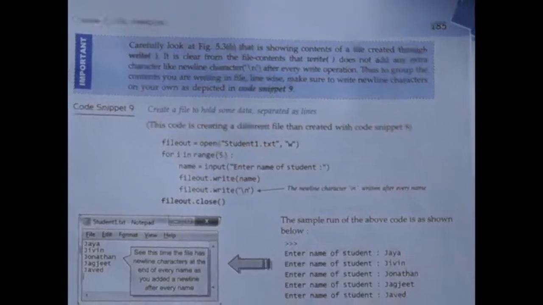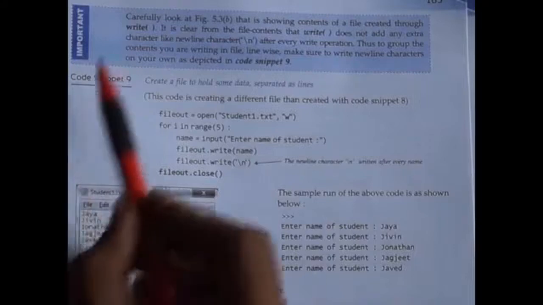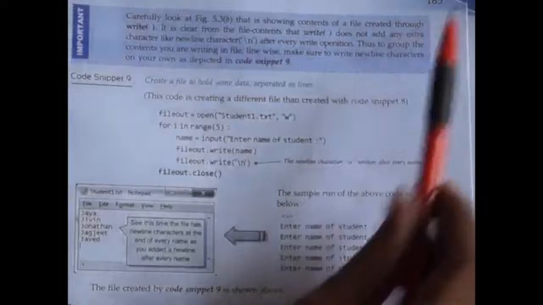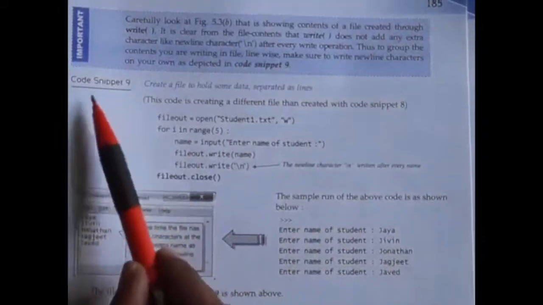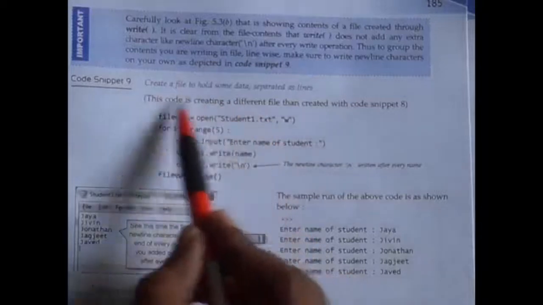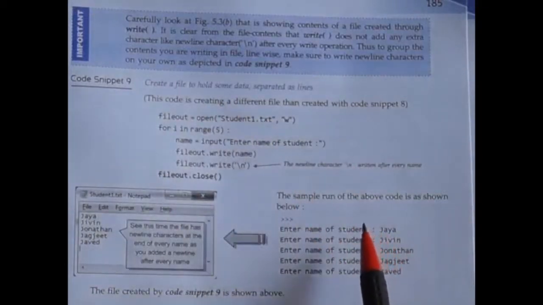Okay students, this is the computer science class. The chapter name is file handling. Okay. Take the page number 185 and take the code snippet 9. Okay. Fine. I am going to explain this program only. What is this? Just like the same program as we saw in code snippet 8.